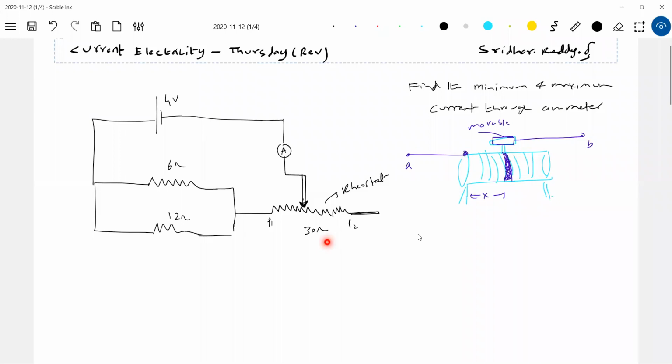It's asking now to find the minimum and maximum current through the ammeter. What is the maximum permitted resistance here? 30 ohm. You'll get rheostats of 100 ohm, 30 ohm, 50 ohm, 10 ohm, 1000 ohm, 10,000 ohm. These are some points, P1 and P2. When this handle is at P2, it will offer the total resistance. When the handle is at P1, it's as good as no resistance, it will be 0. Able to get this?